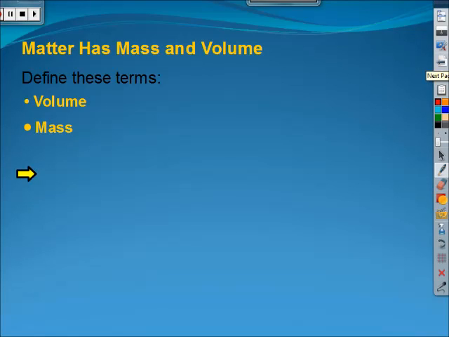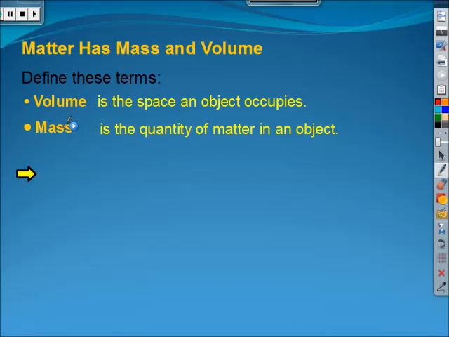Couple quick definitions before we go on. Volume is the space that an object occupies. Write this down. Mass is the quantity of matter in an object, which means that, what is matter? Matter is anything that has mass and volume. And tomorrow in class we'll talk about mass and volume and what matter is. See if you can come up with some ideas.